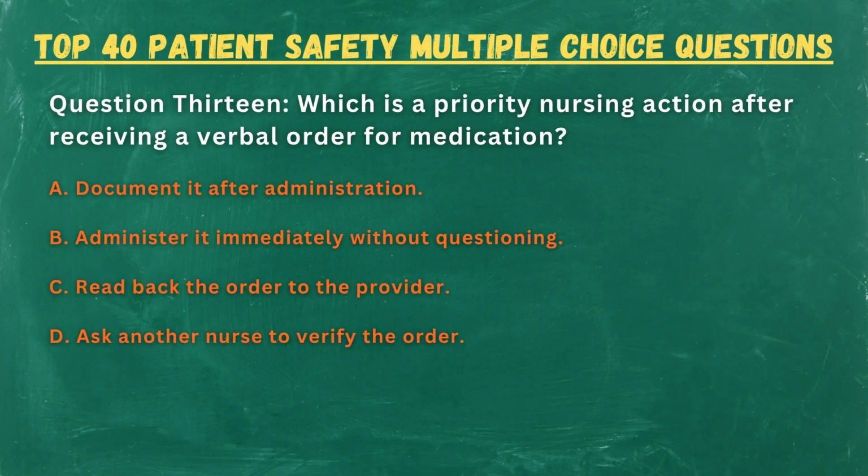Question 13. Which is a priority nursing action after receiving a verbal order for medication? A. Document it after administration. B. Administer it immediately without questioning. C. Read back the order to the provider. D. Ask another nurse to verify the order.